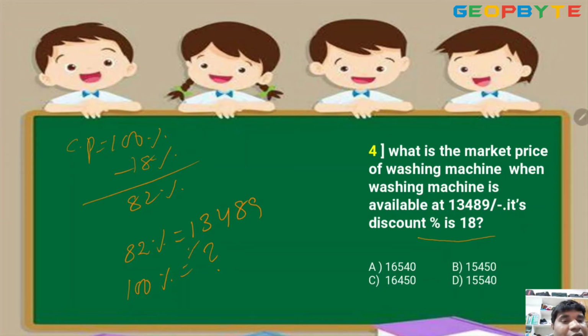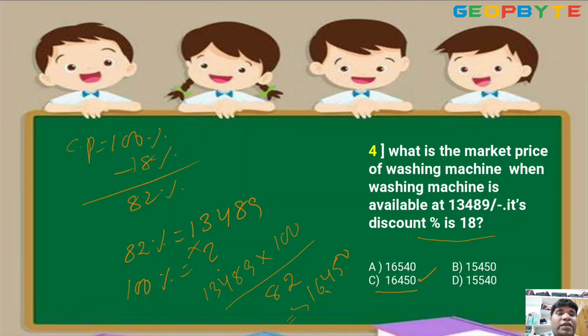Okay, cross multiply: 13489 into 100 by 82. After simplification, 16450. This is the answer. Previous 2018 bit. Calculation takes time, so speed up the maths, multiplication and divisibility. This is one method. Suppose you want the original method as a formula.